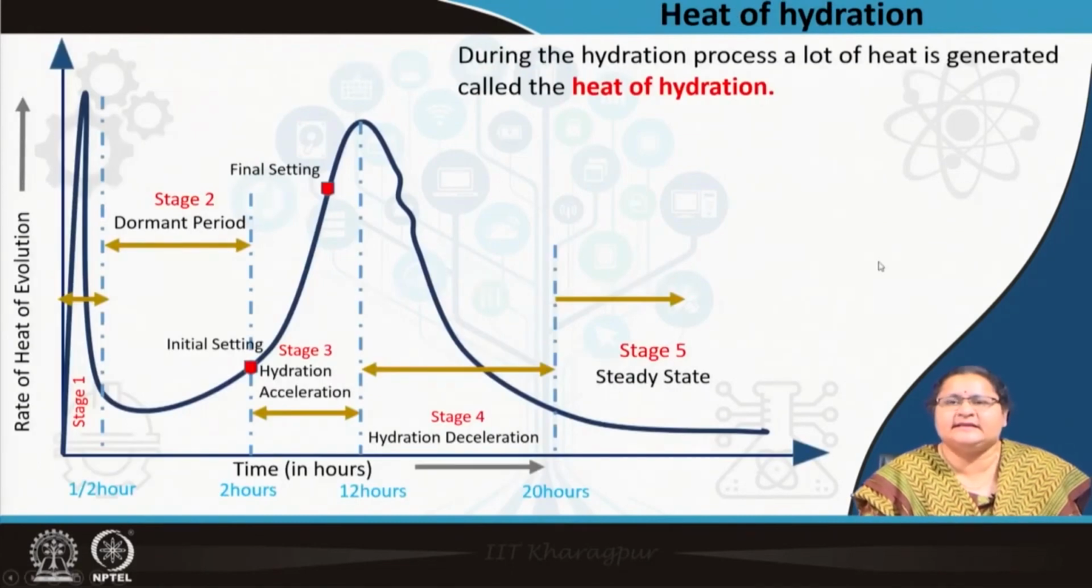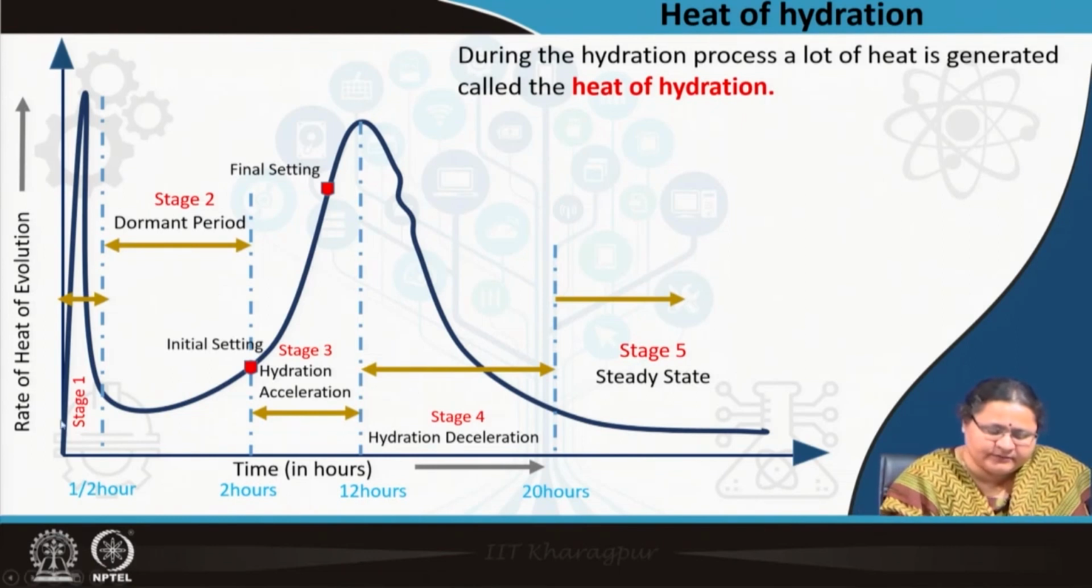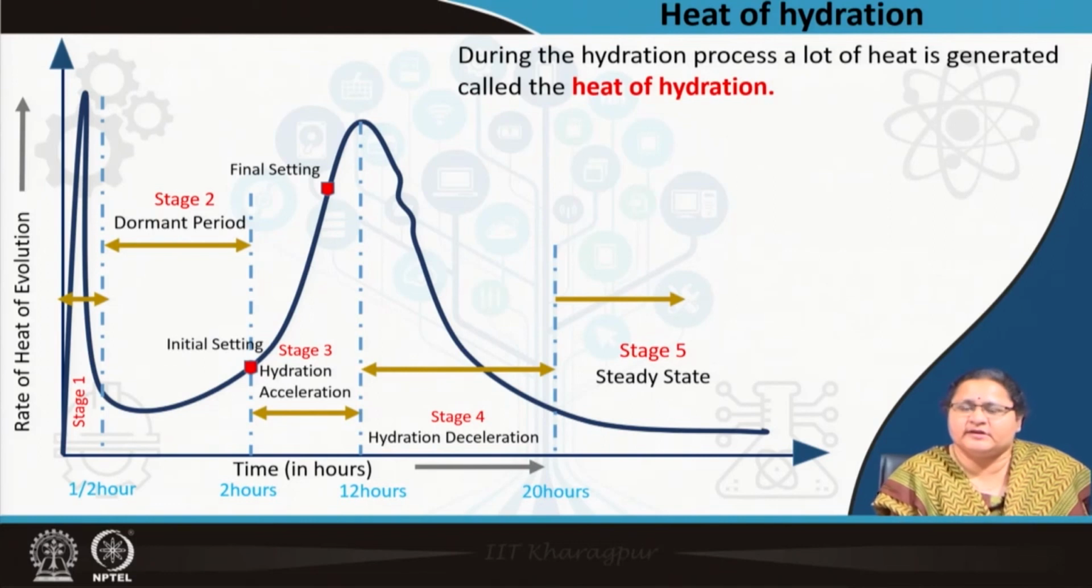Let us come to the heat evolution process. Per gram, cement evolves 120 calories of heat. It is not a matter of joke. 1 gram of cement liberating 120 calories of heat, and if you see the graph here, in the initial setting process, that is, stage 1, within the first 15 minutes to half an hour, because of the addition of gypsum, it is delayed, otherwise that time would have been further reduced.